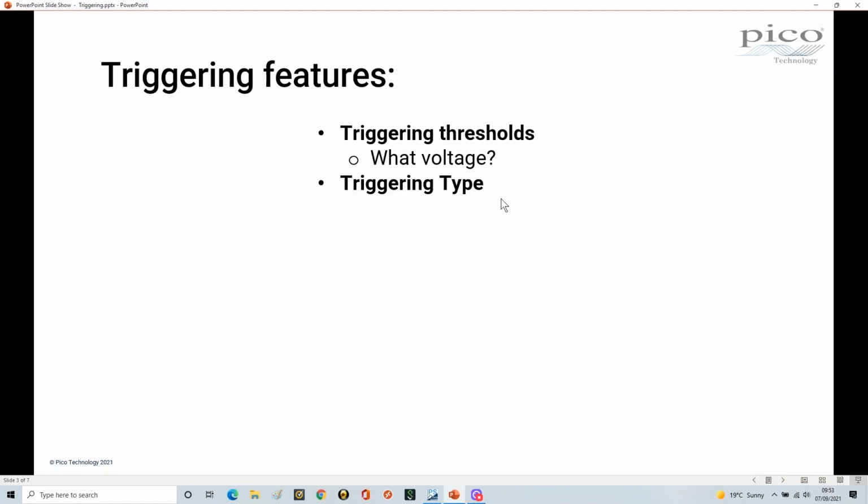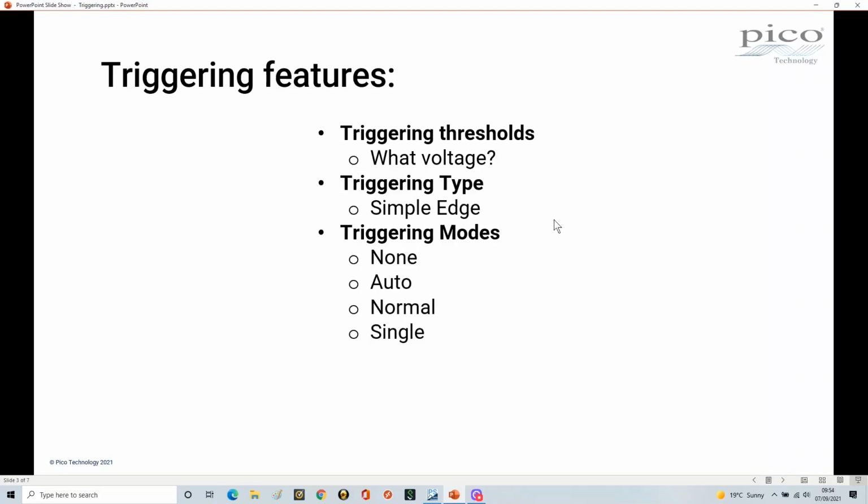So we're going to look at triggering types. We're looking at simple edge triggering, although there are many variants of this, and this video is purely about edge triggering. You can have window triggering and all sorts of triggering, but I don't want to complicate this more than necessary. I will show you that when we look at the actual triggering modes. Then we come to triggering modes, and there are fundamentally 4 modes: no triggering, auto triggering, normal triggering, and single shot. We're now going to look at this in detail.